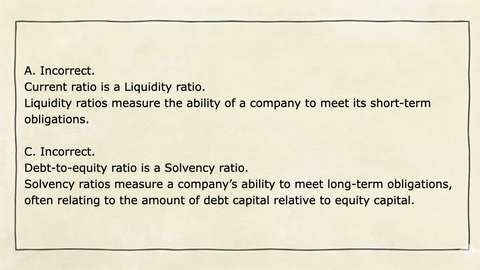A. Incorrect. Current ratio is a liquidity ratio measuring a company's ability to meet short-term obligations. C. Incorrect. Debt-to-equity ratio, a solvency ratio, measures a company's ability to meet long-term obligations.